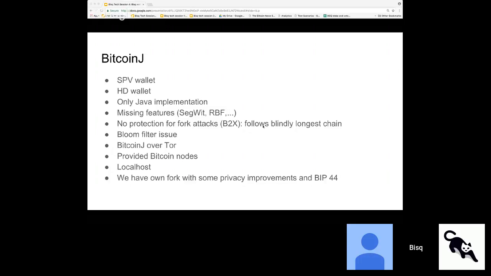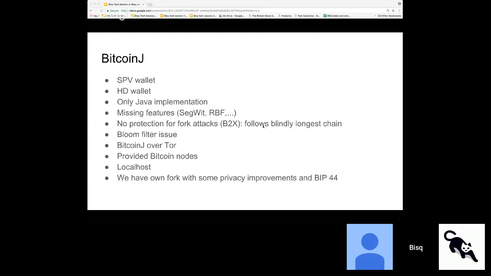I wrote a blog post about this a year ago. I have it at the end and the links in the references. You can read about it in more detail. And yeah, this Bloom filter problem is my main problem with BitcoinJ. I tried to fix it, but it was a little bit more complex and I didn't succeed in the end, and I didn't have time to step deeper into it.